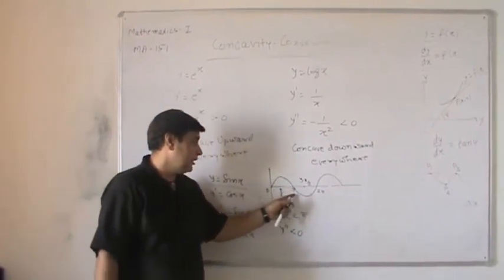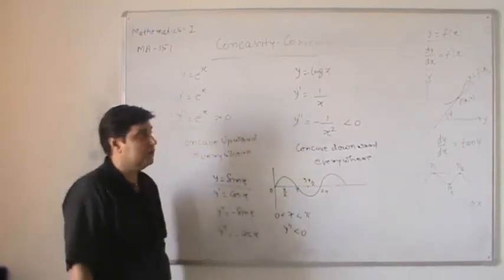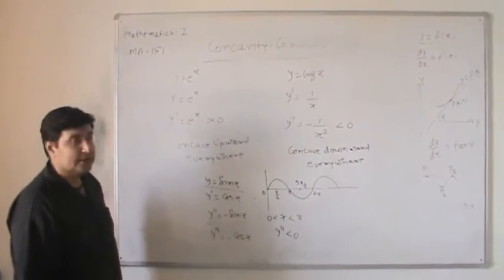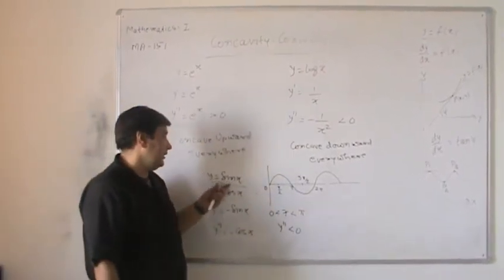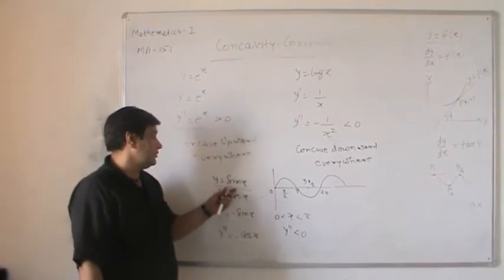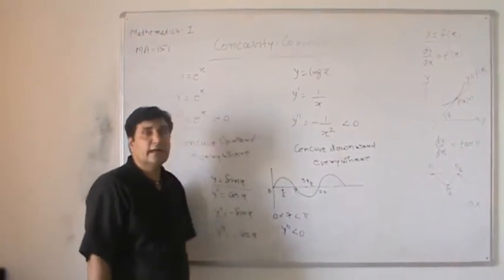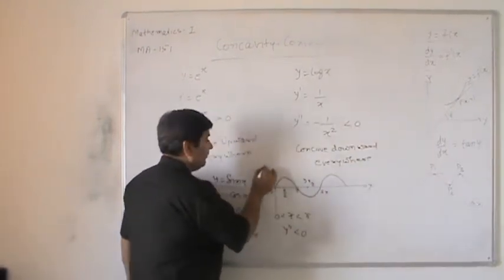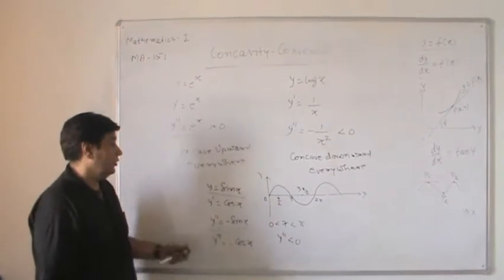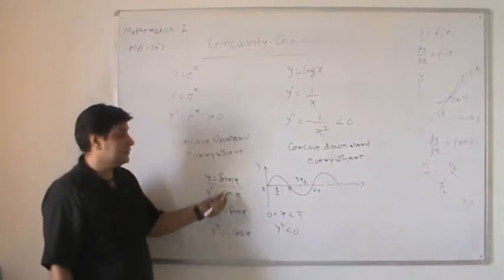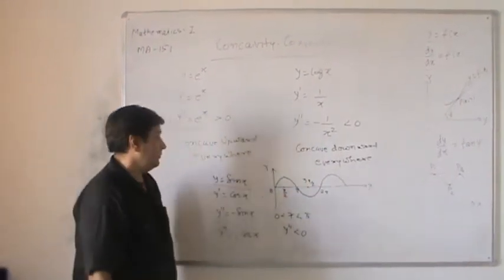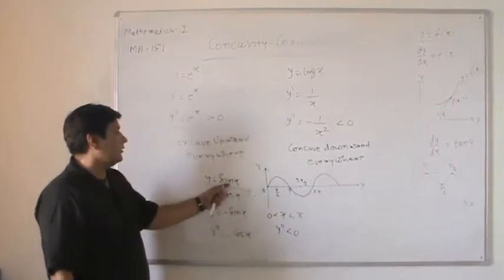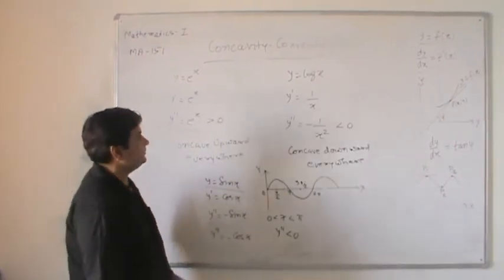So x equal to 0, x equal to pi, x equal to 2 pi, x equal to 3 pi, all these points are the points of inflection of sin x. Or in other words, we can say that all the points of inflection of sin x lie on the x-axis. This is our x-axis, and here we have a y-axis. So all the points of inflection of sin x lie on the x-axis. And we have an infinite number of points of inflection for y equal to sin x.